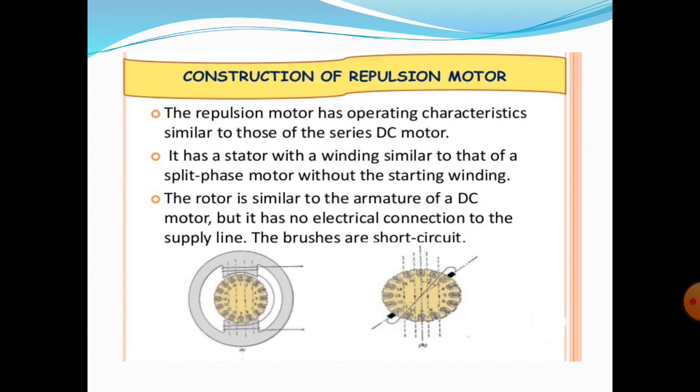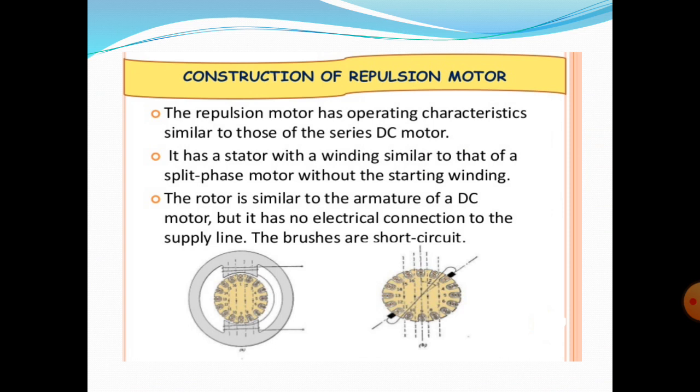Next is the construction of the repulsion motor. Its operating characteristics are similar to those of a series DC motor. The stator consists of two windings: one is called the field winding, FW, and the other is called the compensating winding, CW. The stator houses a single phase winding distributed in slots, and the armature winding is short circuited through the brushes.